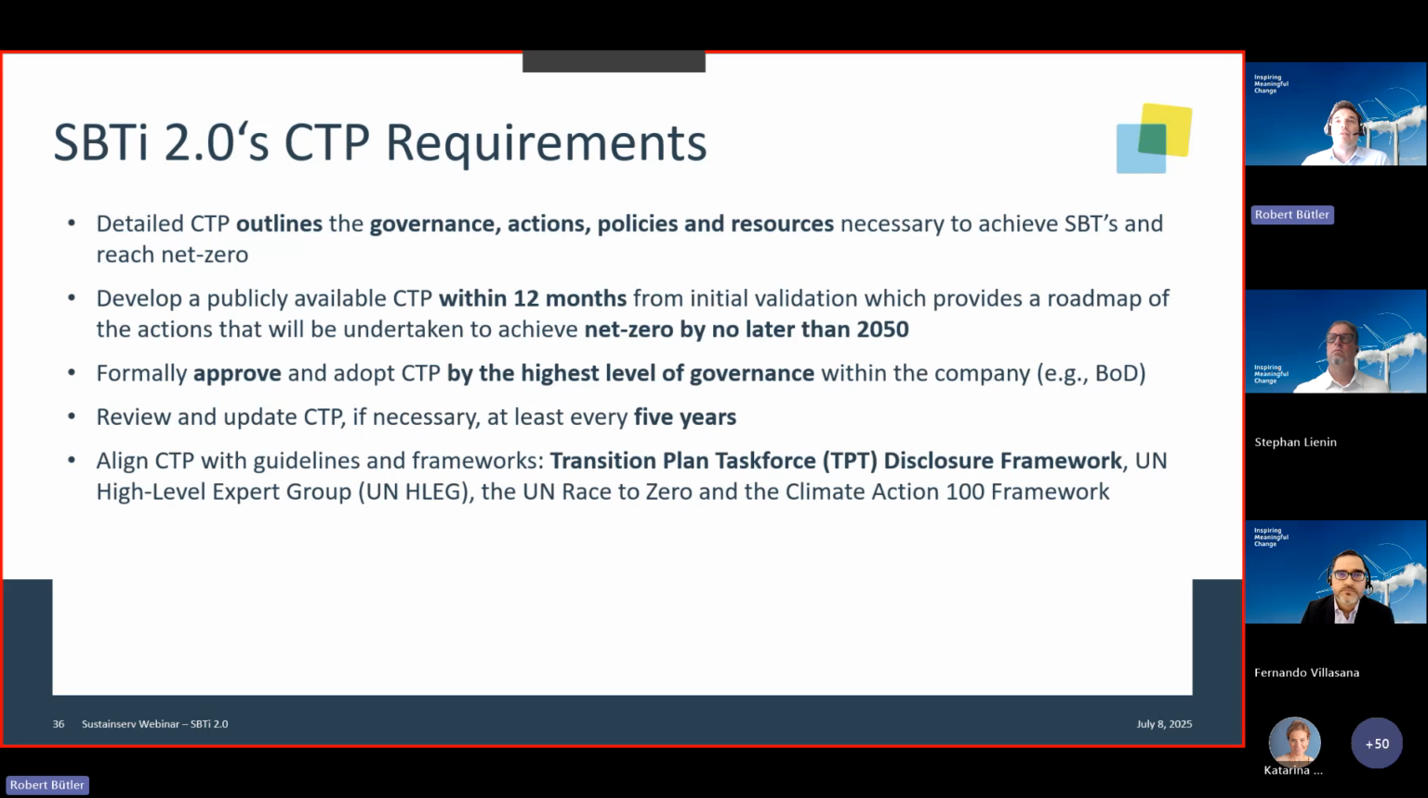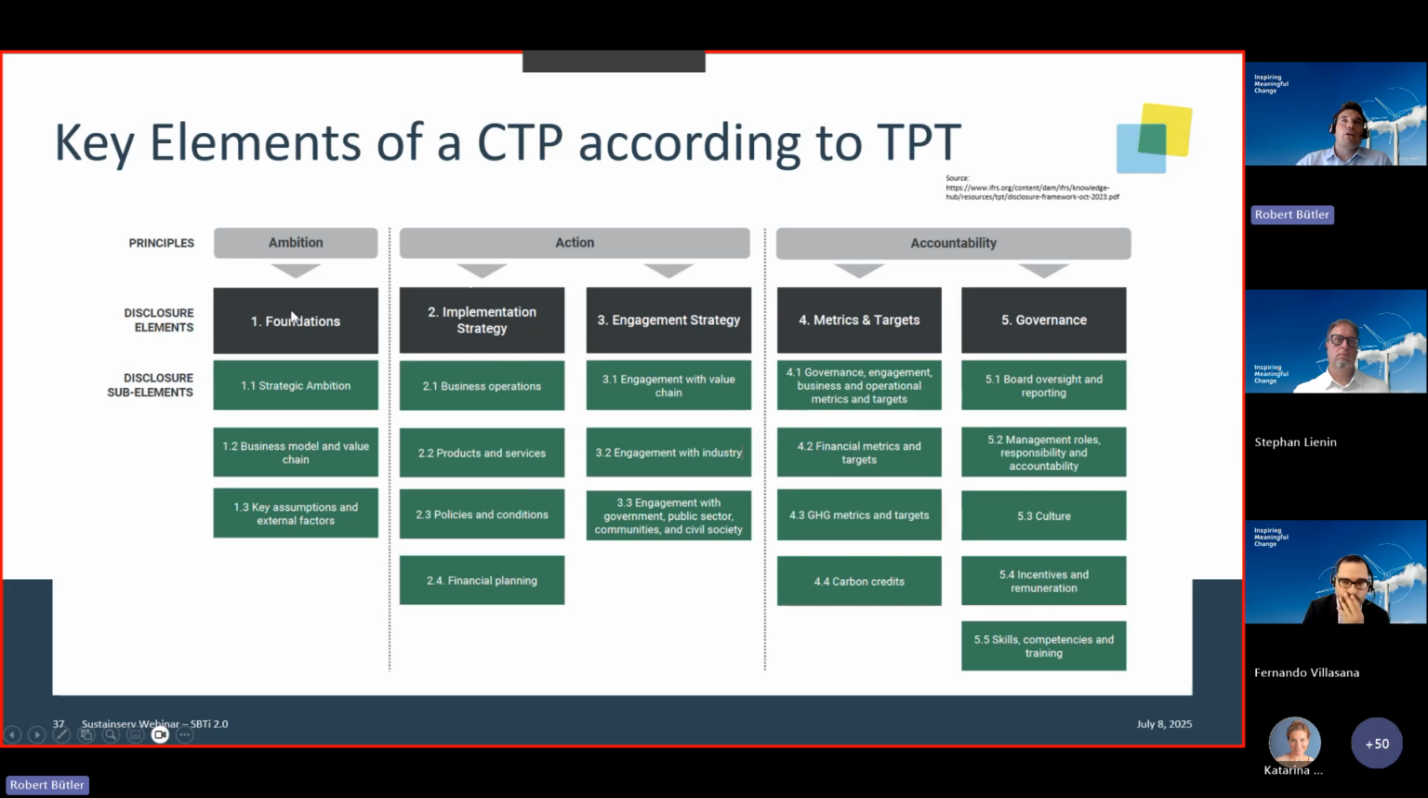SBTi, fortunately, gives a few disclosure frameworks that are mentioned here, which a company can align themselves with, and which we dive into next. Please be aware that this isn't a finite list, but rather the disclosure frameworks mentioned by SBTi. One of which is the Task Force for Transition Planning, the TPT disclosure framework.